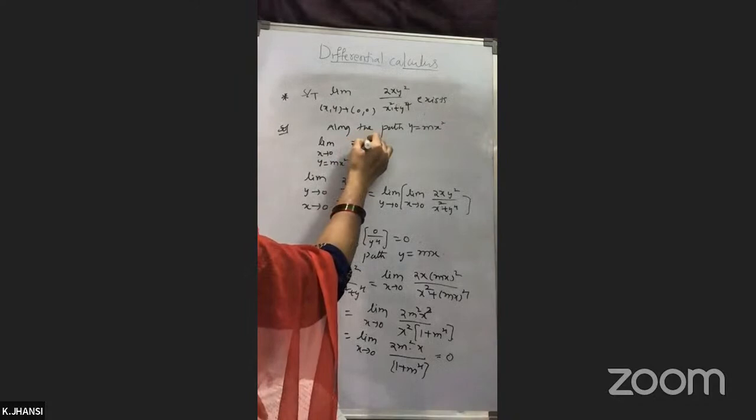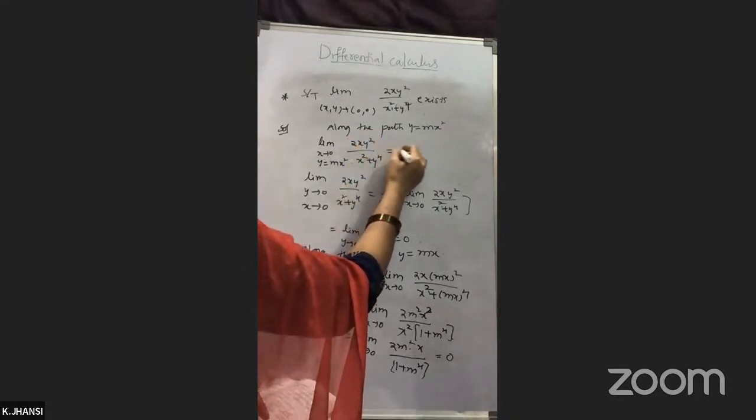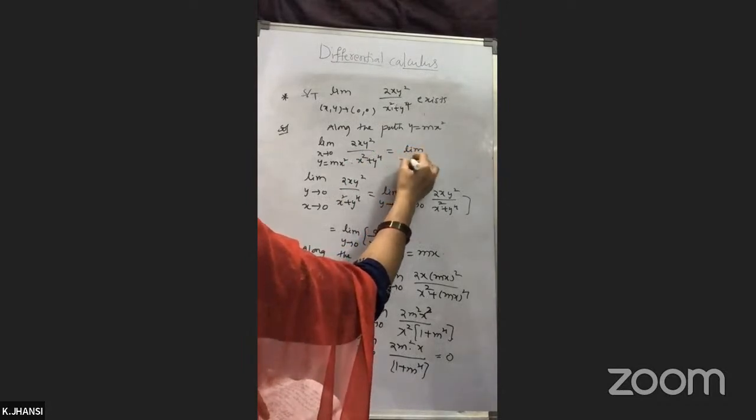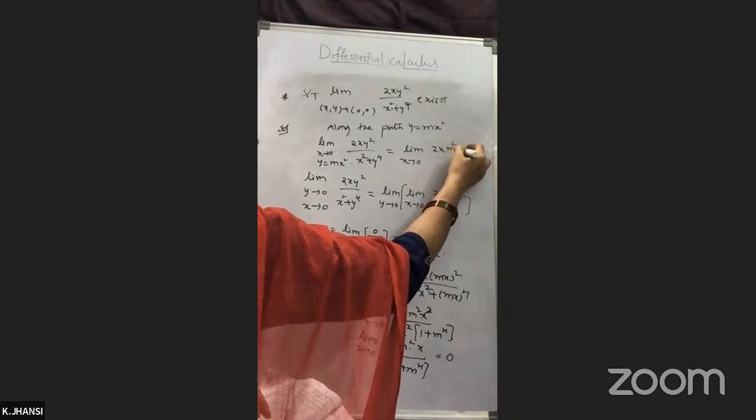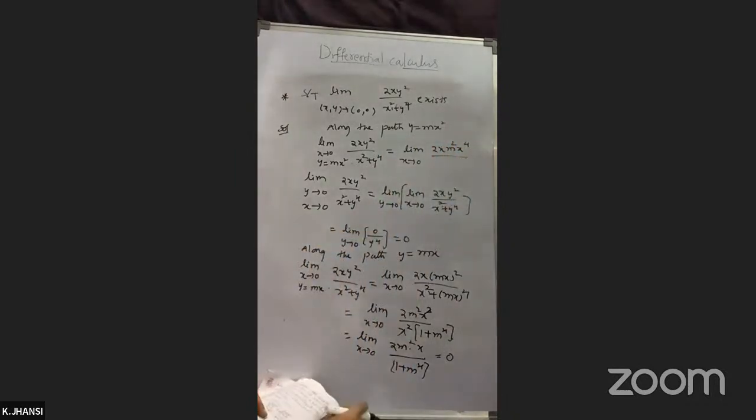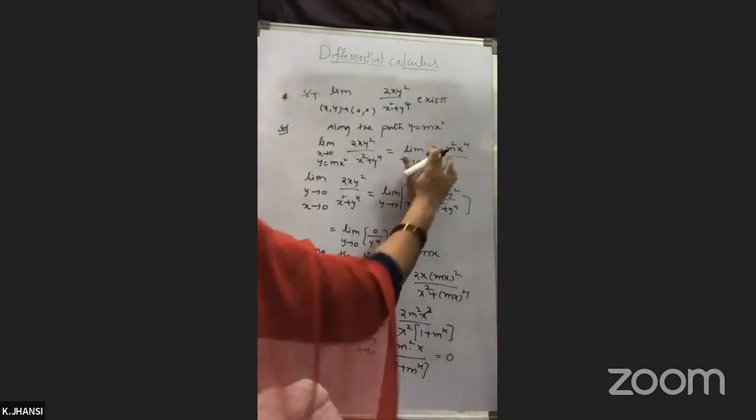And this is 2x y square by x square plus y to the power of 4. So it is limit x tends to 0, substitute y value as mx square, that is 2x m square x to the power of 4, (x square) whole square, x to the power of 4, here one x is there. We can write x to the power of 5. Ma'am, in that last, x square will get, ma'am.